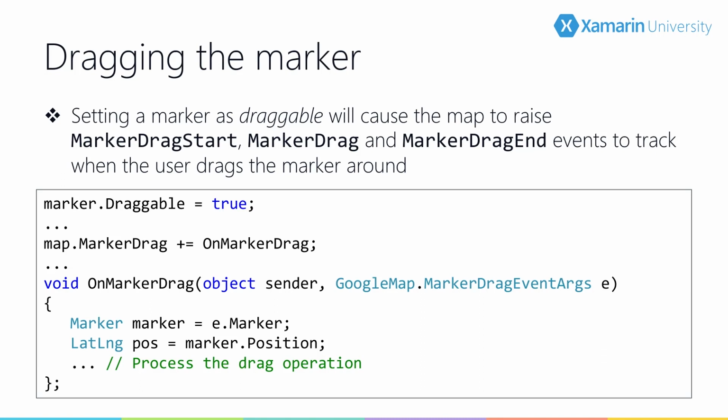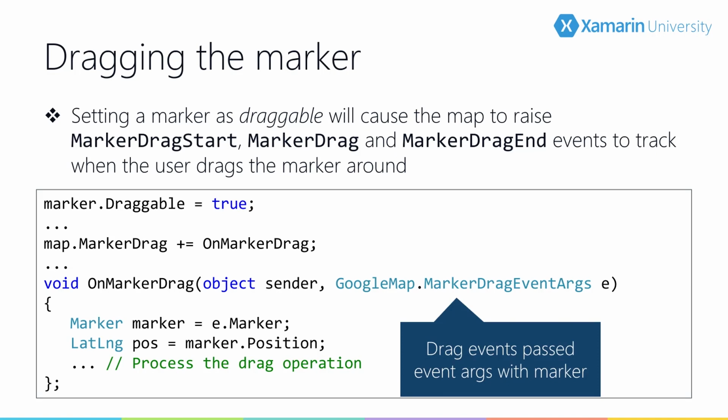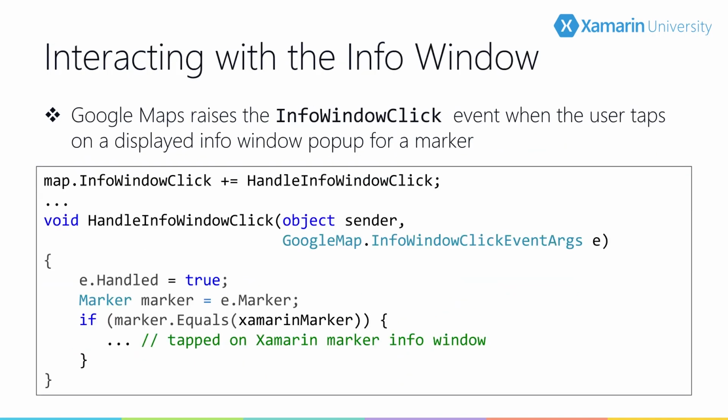One other built-in behavior for markers is dragging. You can allow the user to drag a marker by tapping, holding, dragging, and then releasing. The movement is provided automatically by the component, and your code is notified through the marker drag event, which is, again, passed the marker as well as the new position. You could also respond to the marker drag start and the marker drag end events if you want to monitor the entire process. You can also add logic when the user interacts with a displayed info window. In this case, the info window click event is used to notify your application that an info window has been activated.